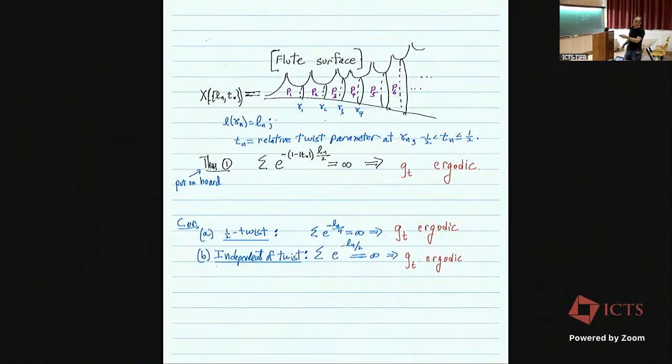Okay, back to here. So we have these parameters, Ln and Tn, that uniquely define this hyperbolic structure. And Tn, again, is the relative twist parameter at gamma n. And it's a number between -1/2 and 1/2. You can measure it by doing this.